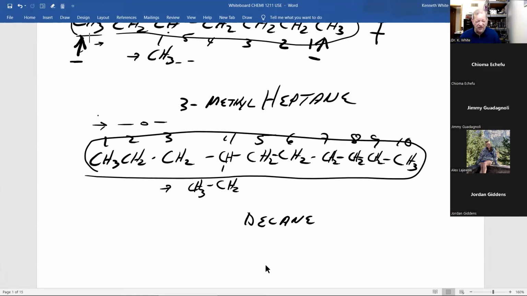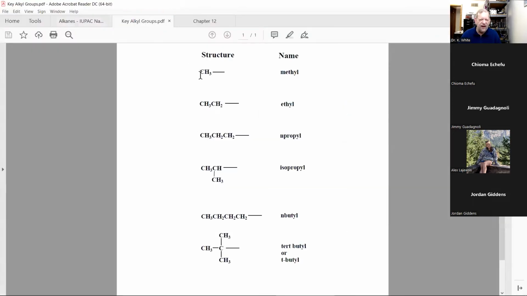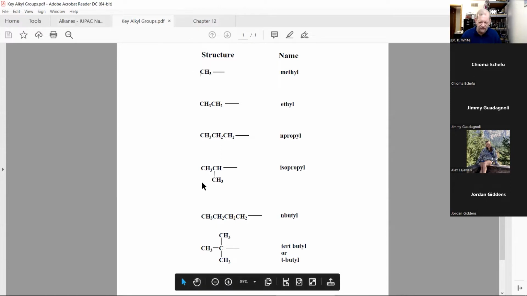No, there's an alkyl group hanging here, a branch. So how do we name that? How many carbons? 2. And hopefully by Thursday or at the latest next Monday, you have learned a key alkyl groups chart. 2 carbons right here is called ethyl. So that's an ethyl group.